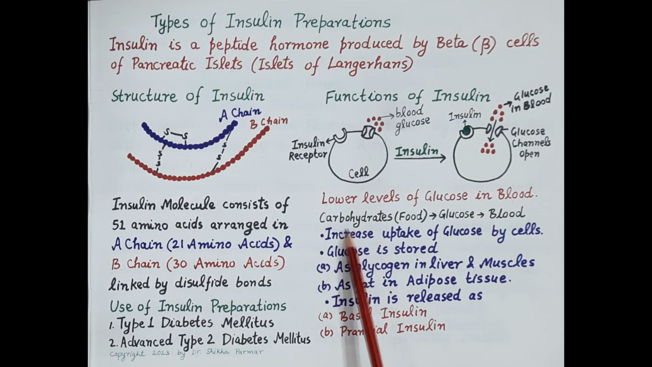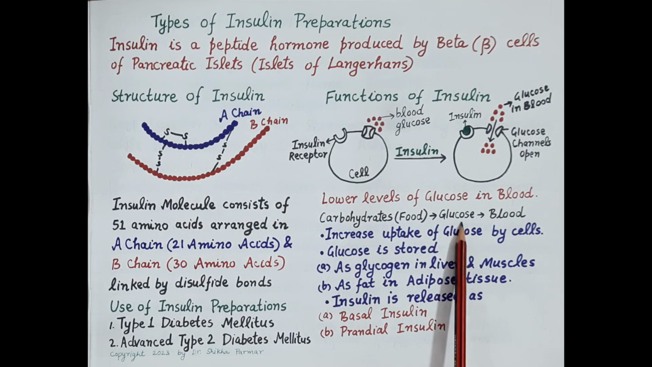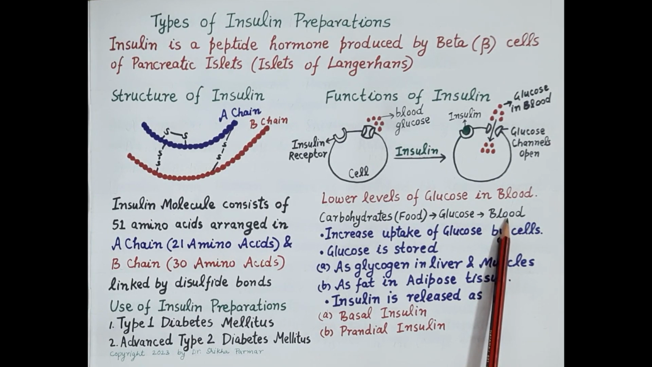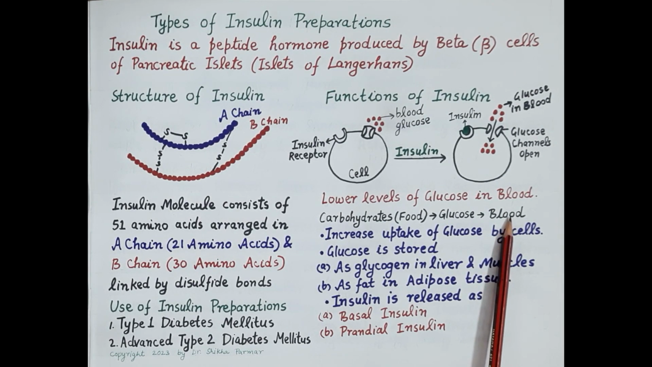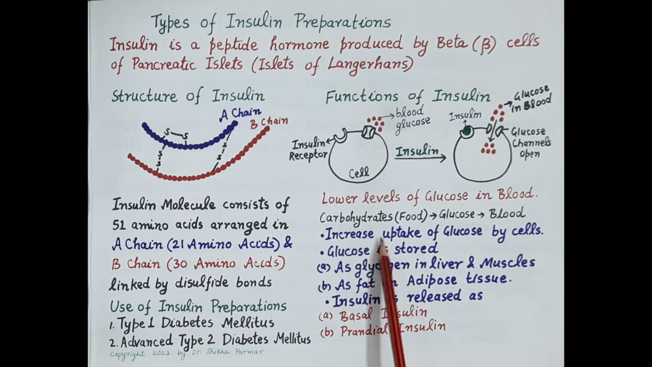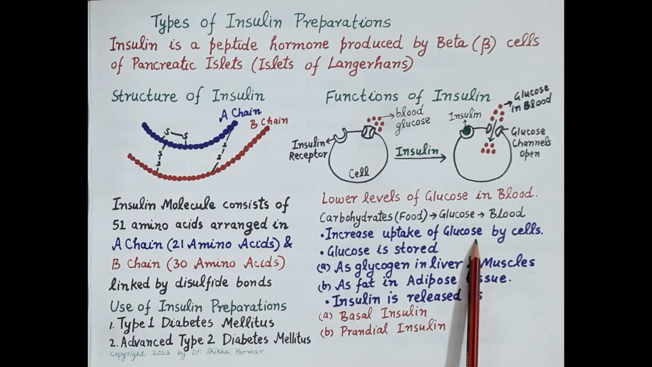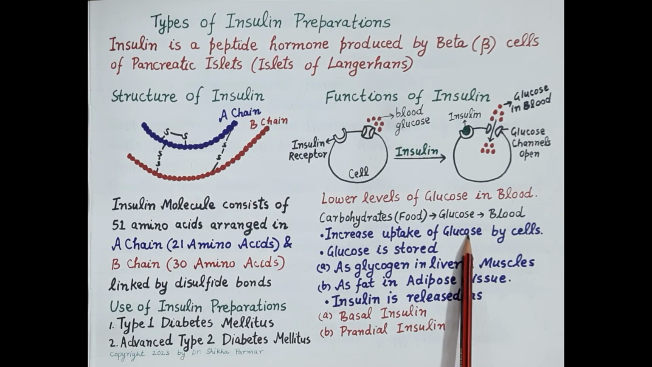Now, as we all know, carbohydrates in a meal, carbohydrates in food are converted to glucose and the glucose is absorbed in the blood. So, after a meal, blood glucose rises and this is called the postprandial rise in blood glucose, that is, the rise in level of glucose in the blood after meals. So, here insulin increases uptake of glucose by the cells, thereby reducing levels of glucose in the blood, and this is the most important function of insulin. And this glucose is utilized by the cell to produce energy.